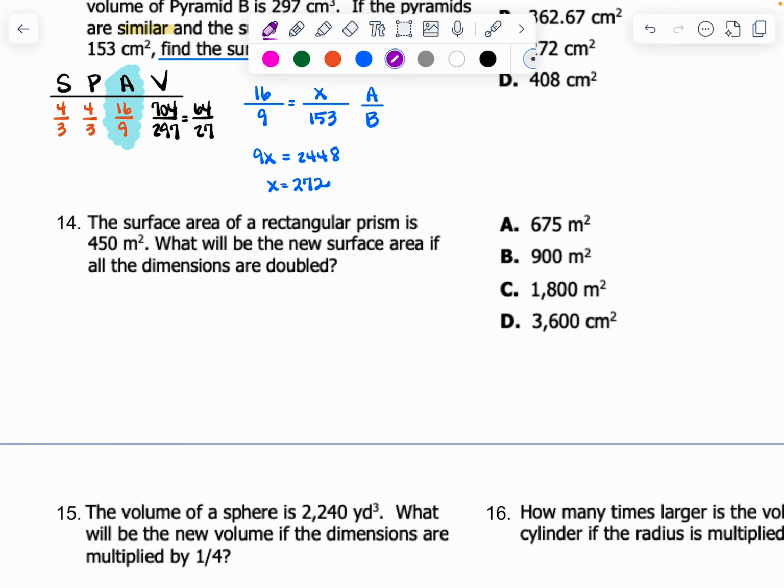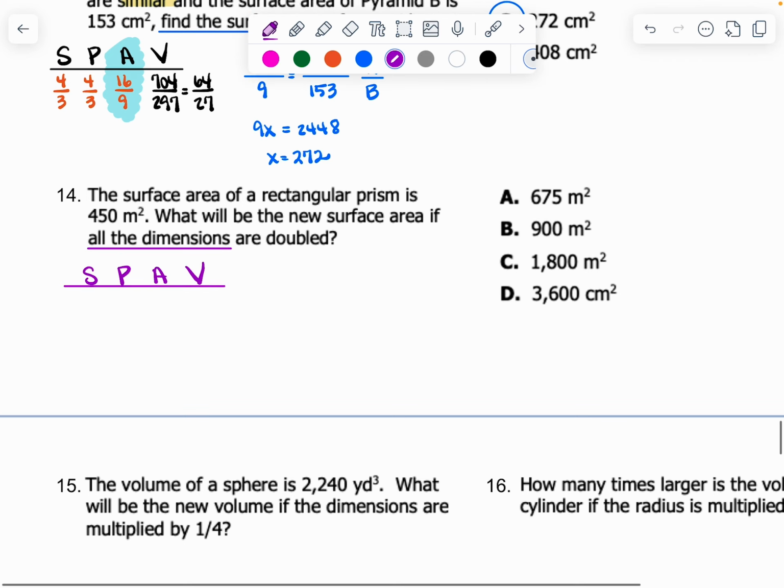Okay, number 14 says the surface area of a rectangular prism is 450 square meters. What will be the new surface area if all the dimensions are doubled? Which means similar because all the dimensions are being affected. So that automatically means SPOV chart. I mean, I know you can answer this one in your head, but I'm going to do a SPOV chart every time they're similar.